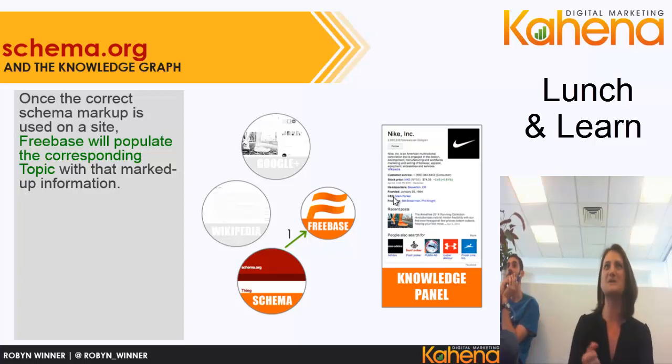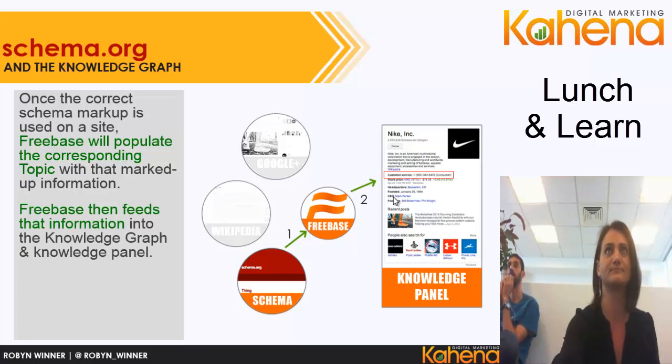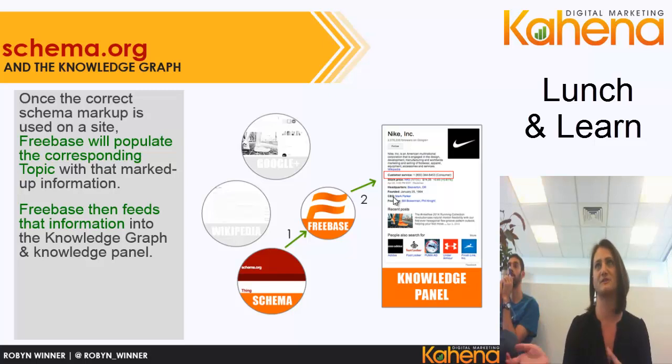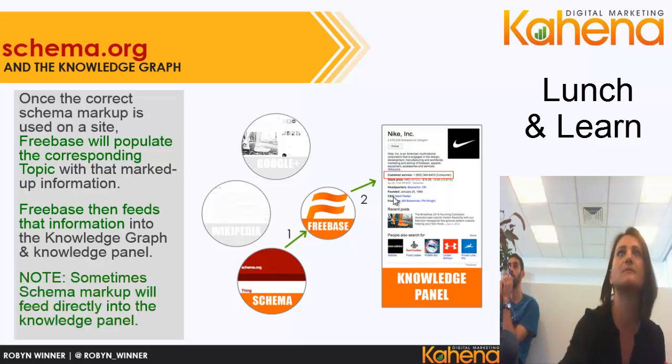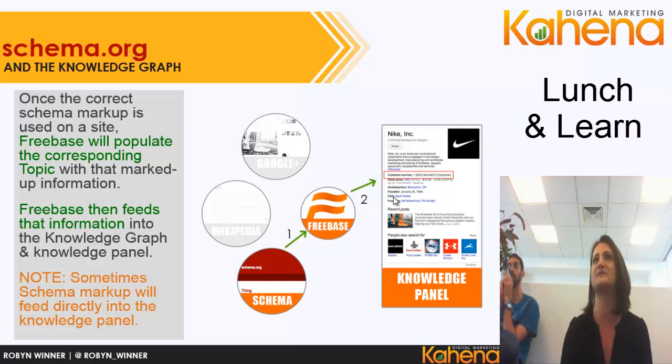Once the correct schema markup is used on a site, Freebase will populate the corresponding topic with marked up information. Freebase then feeds that information to the knowledge graph and shows up on the knowledge panel. Also, sometimes schema markup will feed directly into the knowledge panel without it being entered in Freebase.